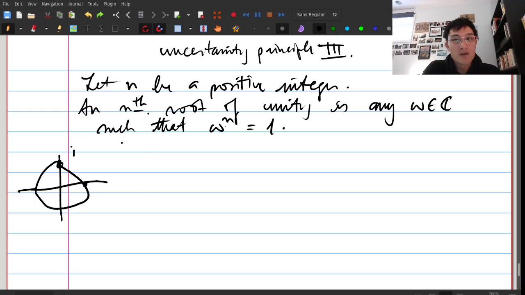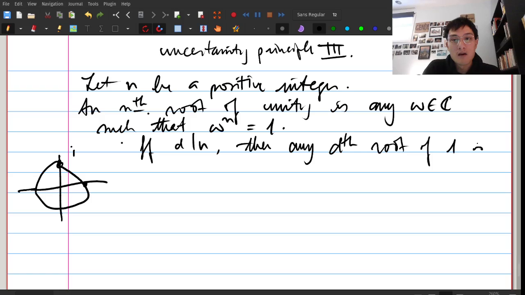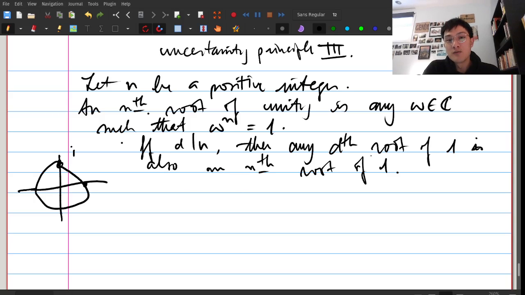Now, note that if d divides n, then any dth root of unity is also an nth root of unity. So we kind of want to figure out the roots that belong to n in some sense. Like minus 1 is a second root of unity because minus 1 squared is 1, right? But it's also a fourth root of unity, right? So in this picture, this is minus 1. And minus 1 squared is 1, which means minus 1 to the 4 is also 1.